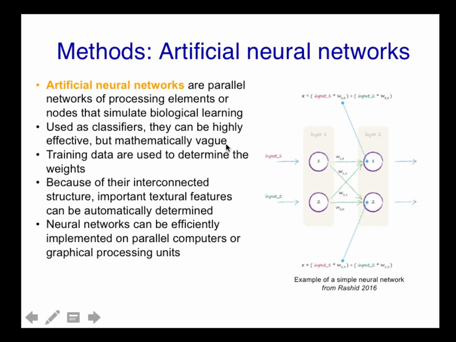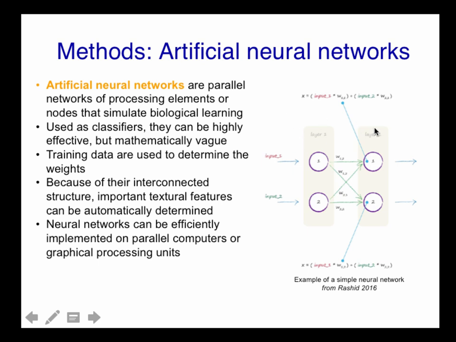So another type of classifier are artificial neural networks. So these are parallel networks of processing elements or nodes that simulate biological learning. So these are sort of the craze that's sweeping the nation right now. It's based on neural networks. So if you've heard of deep learning, that's based on these neural networks.